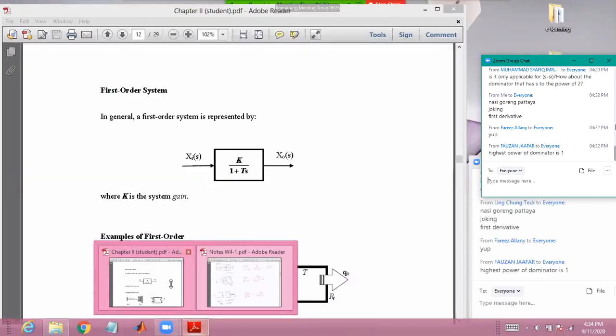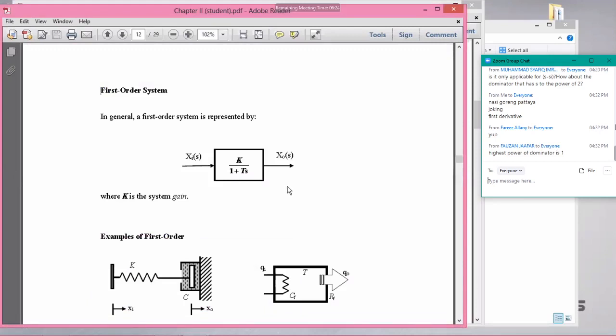Okay, so how can we solve this first order system? So in general, this is the transfer function of first order. K divided by 1 plus Ts. K is known as the gain and T is known as the time constant.